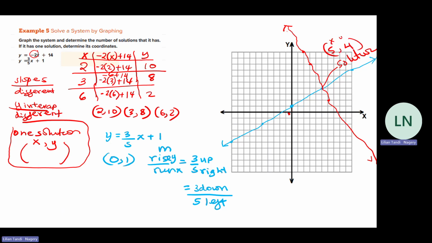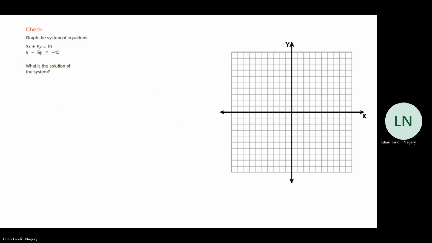This is the x-axis, this is the y-axis. So you come here and you write it. One solution, 5, 4. You come here, this is the 5. You go here, this is the 4. From 0 to the right is 5. From 0 up is 4. Okay? So that's how you answer example 5. So you do the same thing for the check. Okay?